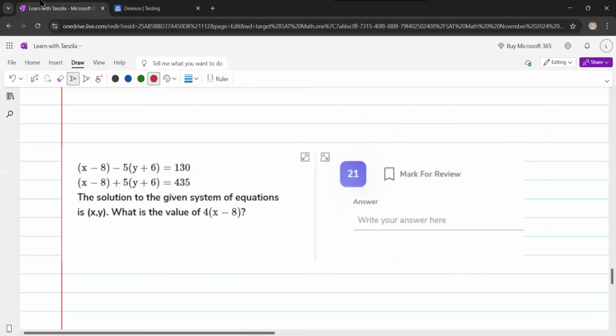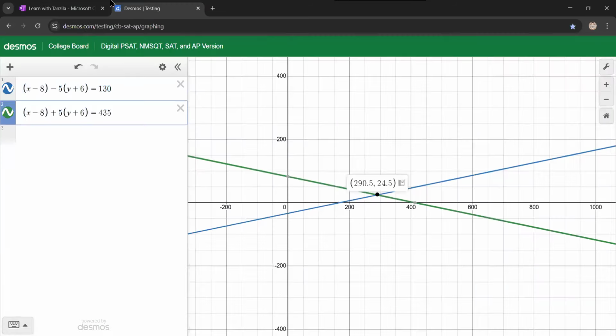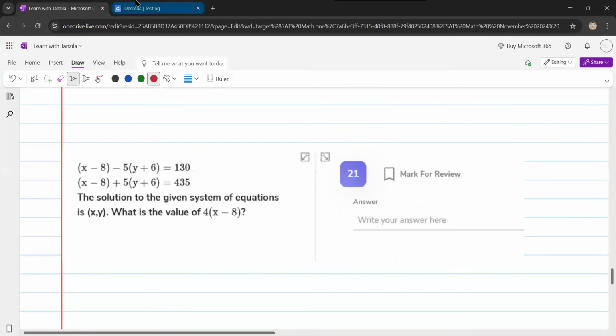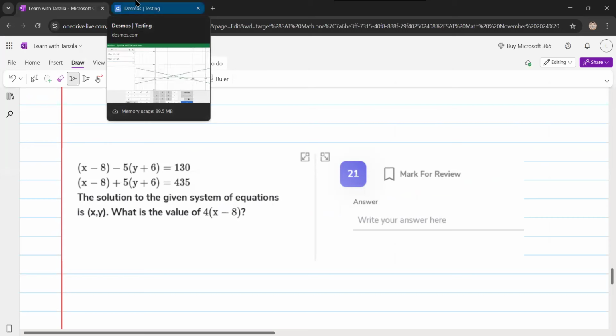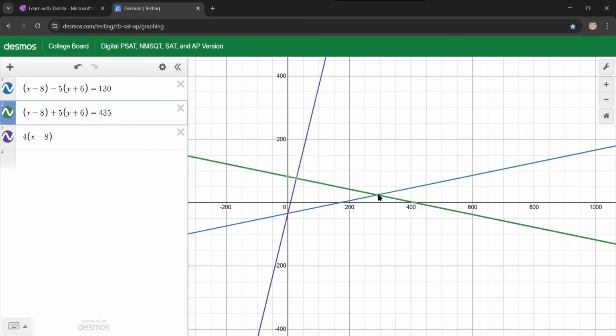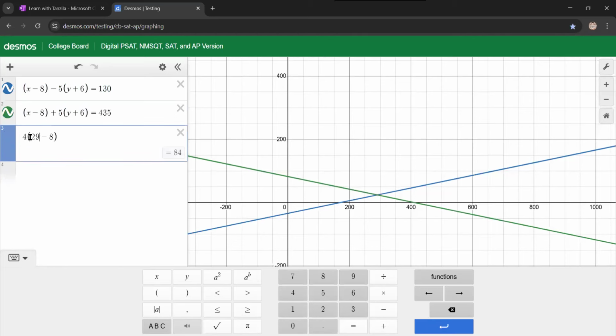I got my solution and I need to find 4 times x minus 8. 4 times x minus 8. But my x is, what is my x? 290.5. That's your answer, 1130.